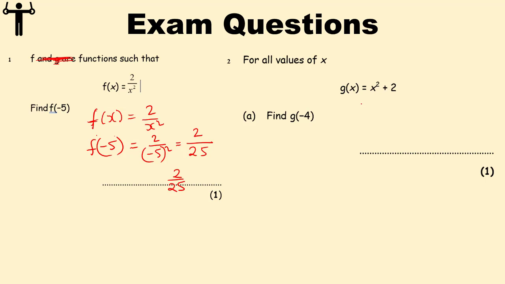Next, g of x is equal to x squared plus 2. So g of minus 4 is going to be minus 4 whole squared plus 2. Now minus 4 squared is minus 4 times minus 4, which is 16. Plus 2, and 16 plus 2 is 18. And the final answer is 18.